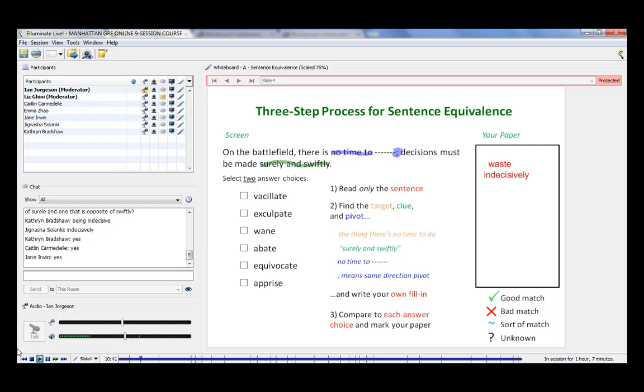Okay, I've got a couple of yeses, 3 yeses. All right, I'm going to put a check here. How about exculpate? Does exculpate have to do with wasting time or being indecisive? What do you guys think? Exculpate.